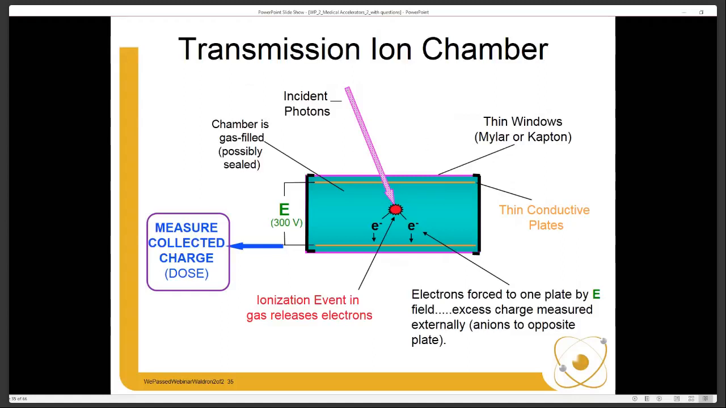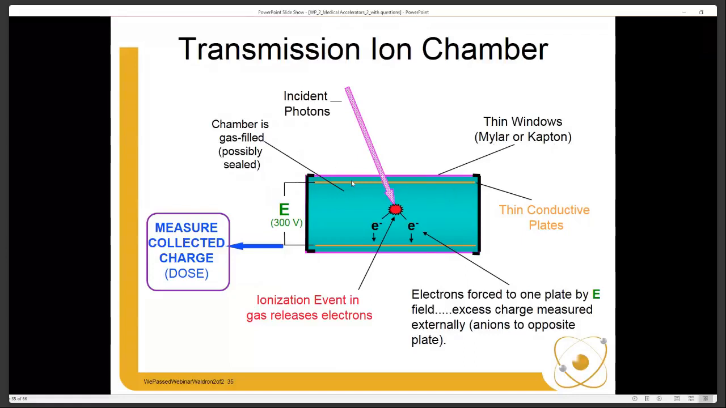So once we've passed through the flattening or uniform intensity portion of the head, we're going to hit the transmission ion chamber or the dosimetry section. Now, a transmission ion chamber generally looks like a snare drum. It has an entrance window and an exit window. Of course, it's filled with a gas, possibly air. It could be sealed or open, depending upon the manufacturer. Popular materials for the windows are Kapton or Mylar, and usually we have conductors plated onto the Kapton or Mylar.